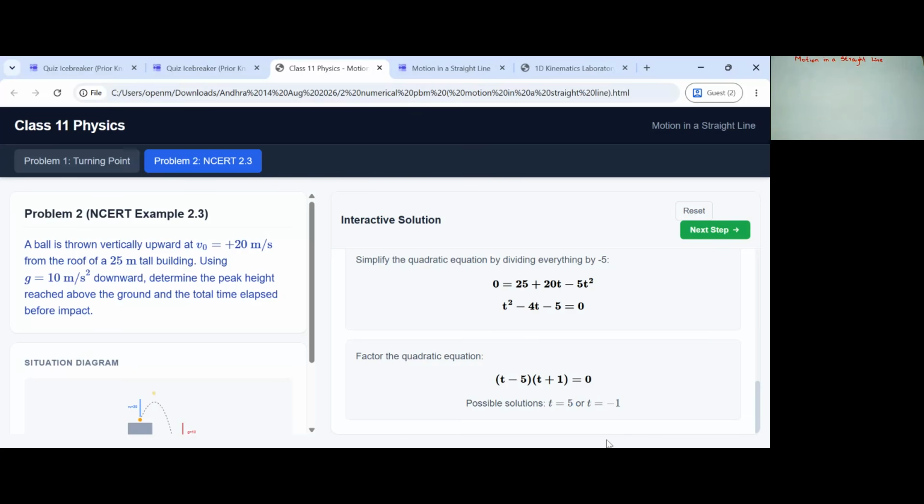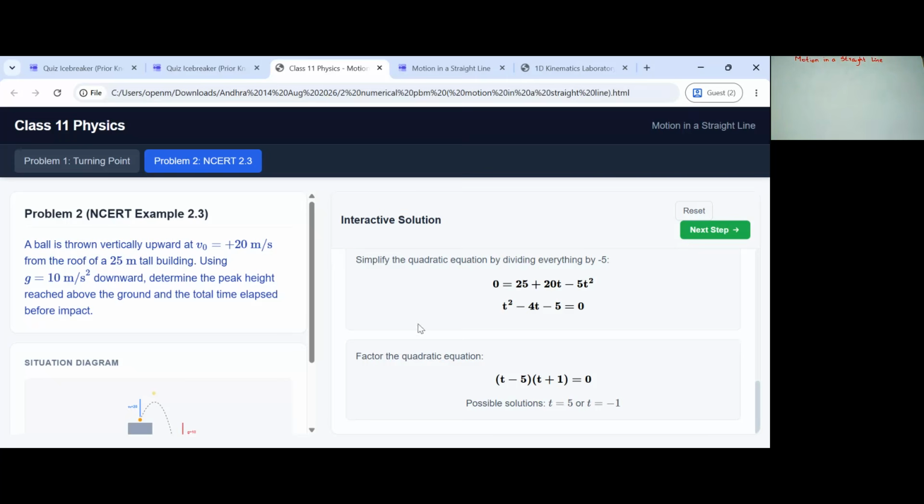Clear? Here time cannot be negative in this context, so we don't need the negative value. The journey starts at t equals 0 seconds, so we reject minus 1. Our answer is t equals 5 seconds for the total trip. Clear? So this is a numerical problem.